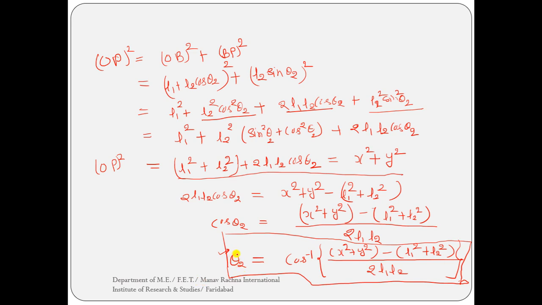So in this way theta 2 is found, and we know that phi is the summation of both intermediate link positions, theta 1 and theta 2. You already know the value of theta 2, so you can easily find theta 1: phi minus theta 2. Clear? So the next topic is forward kinematics.